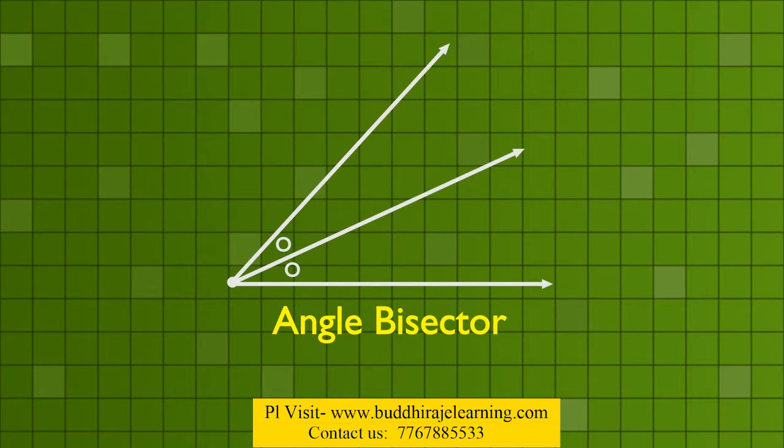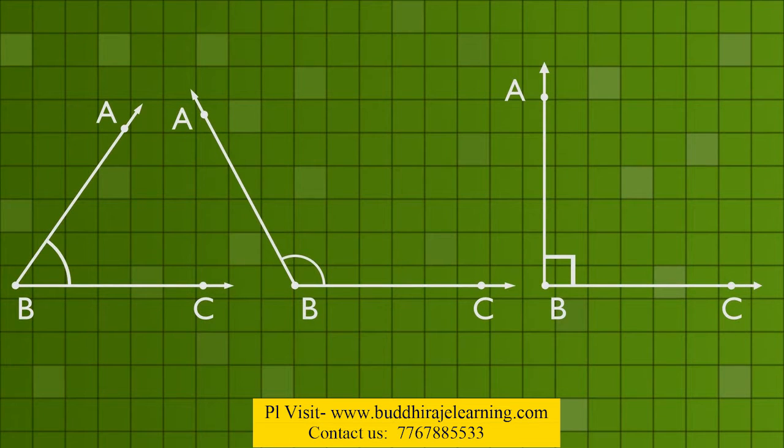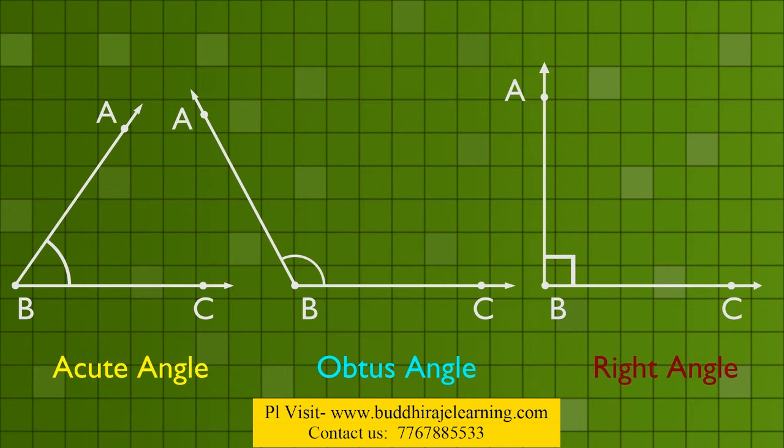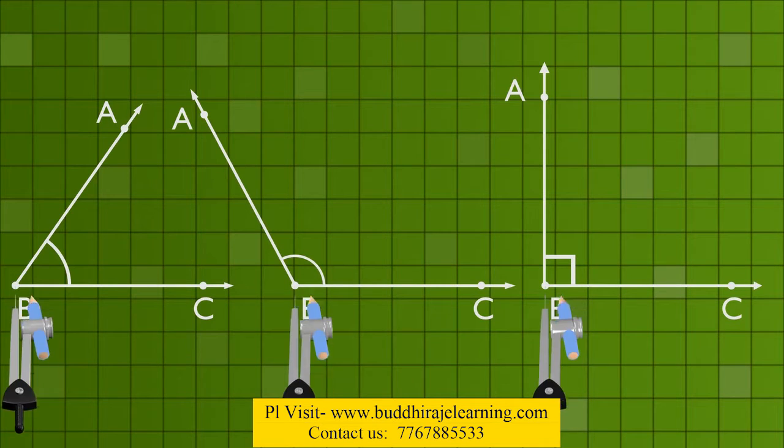We will now see some examples of the angle bisector. Here you can see three angles. The first one is an acute angle, the second one is an obtuse angle, and third one is a right angle. Place the compass needle on the vertex of the angle, which is labeled as B.